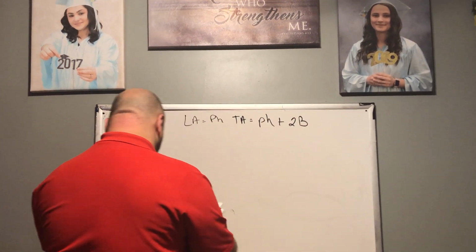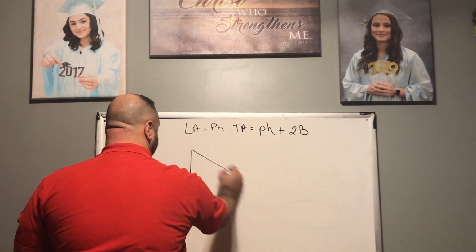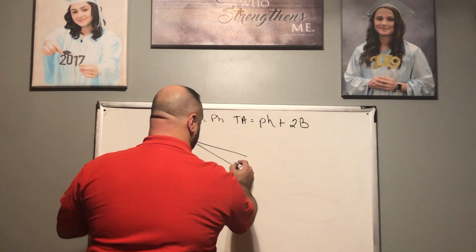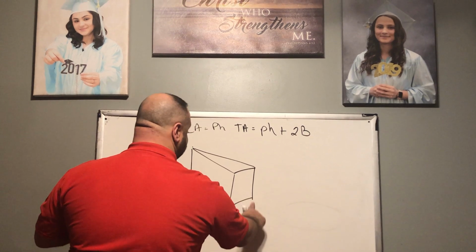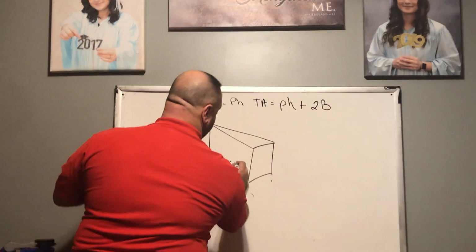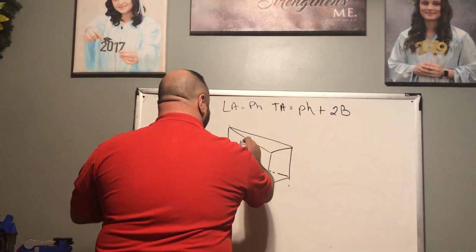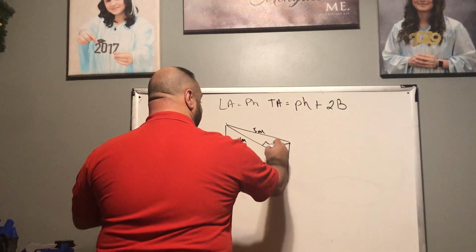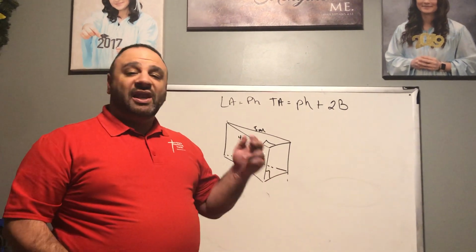All right, so we have, let's draw this. All right. Okay, not easy drawing these shapes here. Okay, all right, looks like a wedge of cheese, all right? So we have 4 meters, we have 5 meters, and this is perpendicular, and this is perpendicular. Okay, find the lateral area.